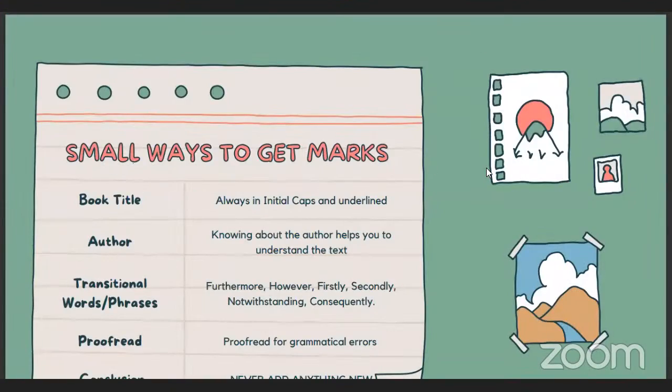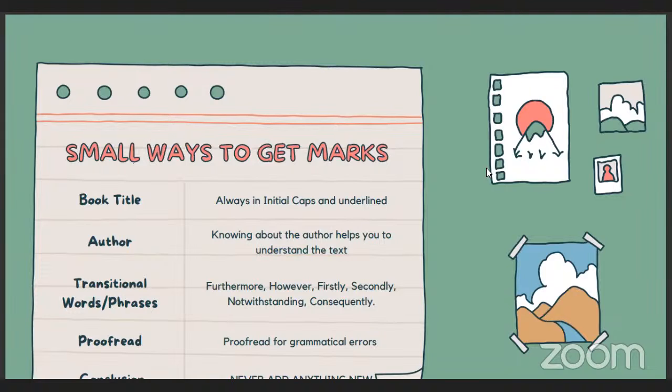All right, so here are some small ways that you can actually obtain marks. I don't know if some of you would have known, but when you're talking about the title of the book, always have it in initial caps and underline it. Bring a ruler in the exam if you have to. You want to underline it because that's what you're talking about. You'll get more marks for this because this is something critical too that a lot of persons miss. Always have the book title in initial caps and underline.